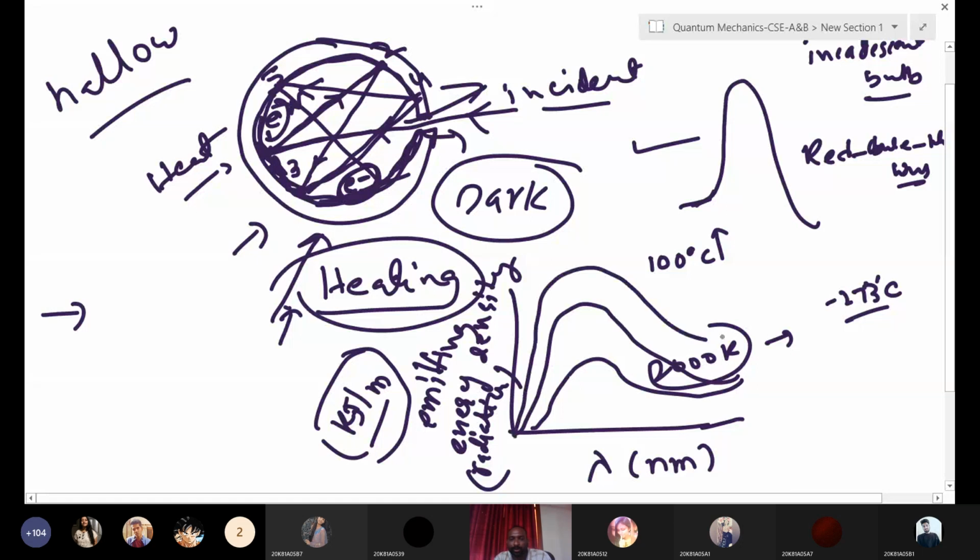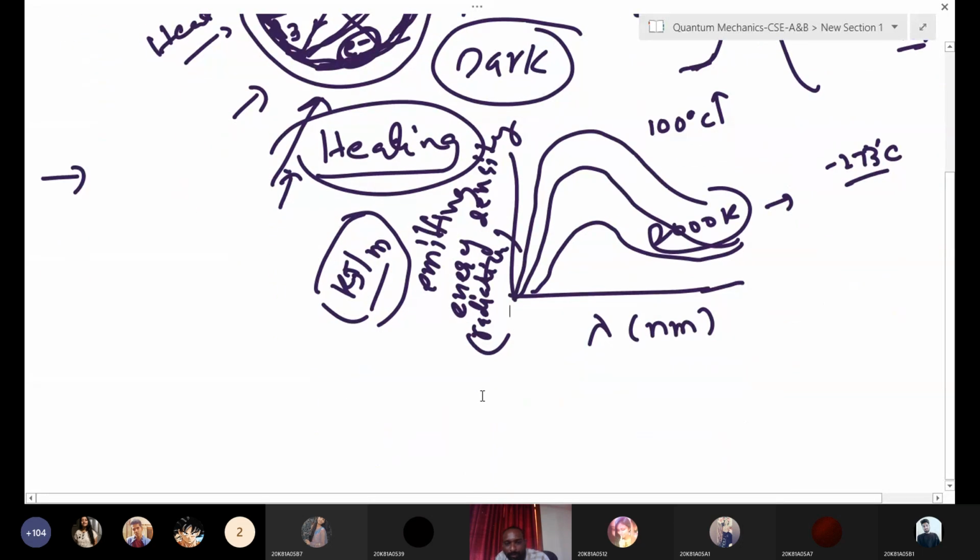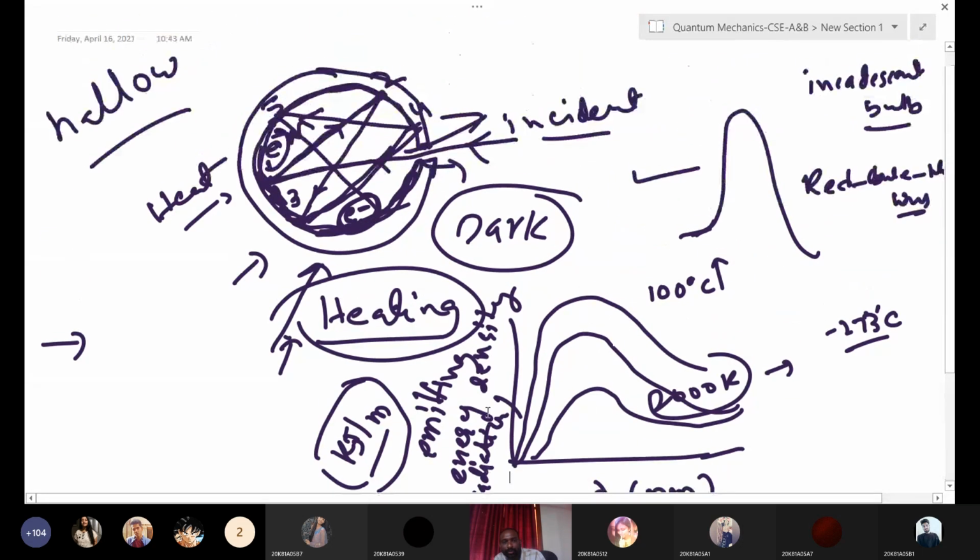Because if you give more temperature to that body, more electrons vibrate to and fro, more electrons lose energy, and the emitting energy intensity also increases. If you increase the temperature, the intensity of the radiation emitted by this black body also increases. Okay, no problem. We'll discuss tomorrow. I think it's break time.